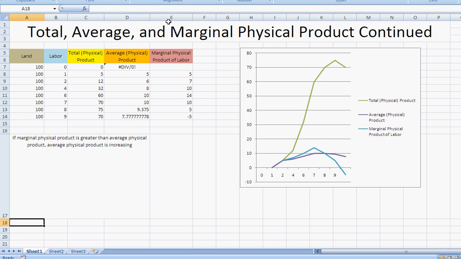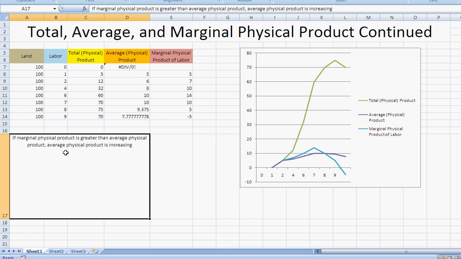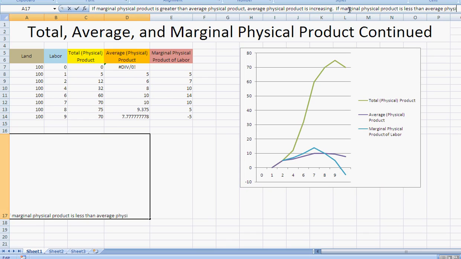And then another way of saying something different is that if marginal physical product is less than average physical product, then average physical product is decreasing.